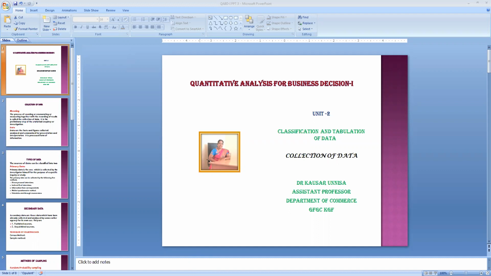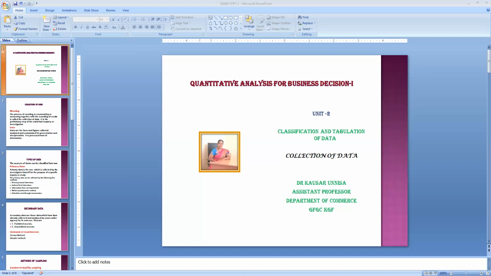So today in this class, we are going to have a discussion on Unit 2, Classification and Tabulation of Data. Before going to study classification and tabulation of data, we can have a discussion on collection of data. In the previous classes, we have discussed the introduction of statistics. In the introduction of statistics also, we required collection of data. And how can the data be collected?